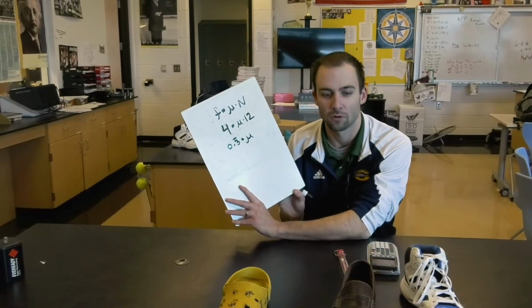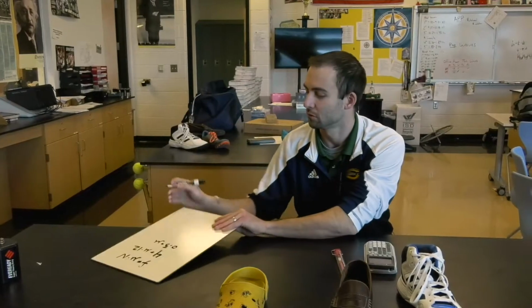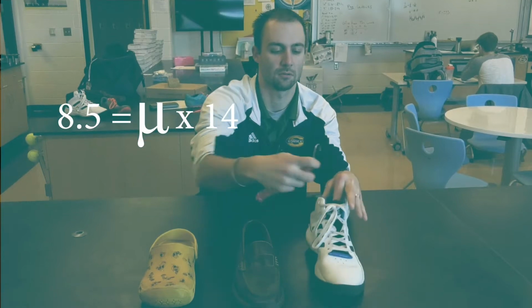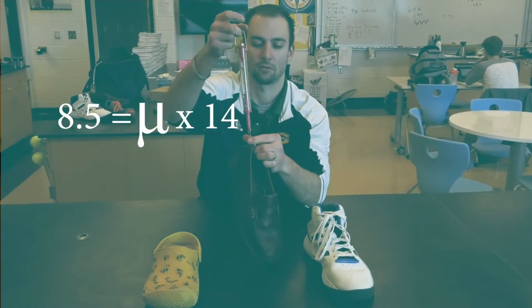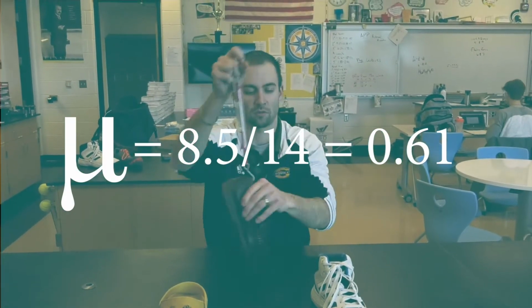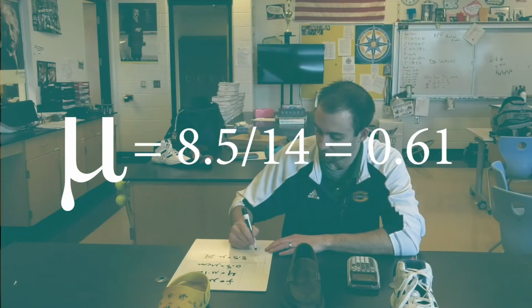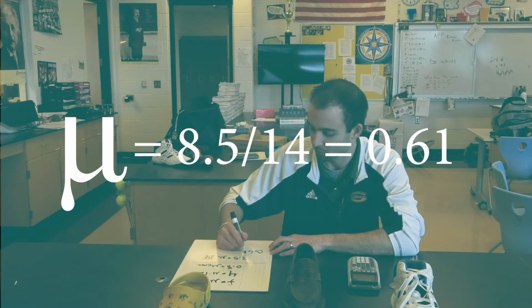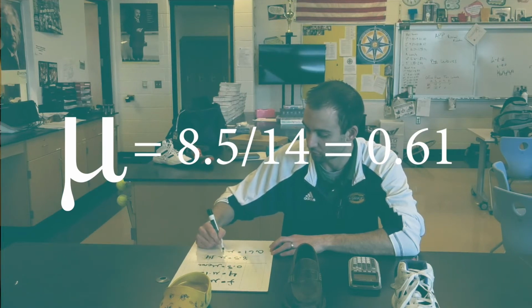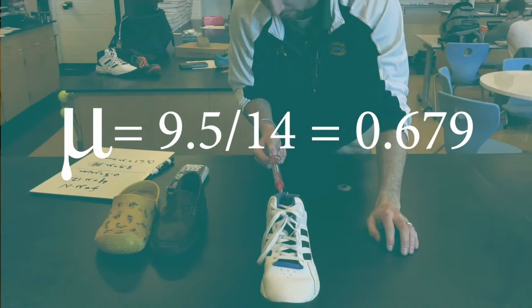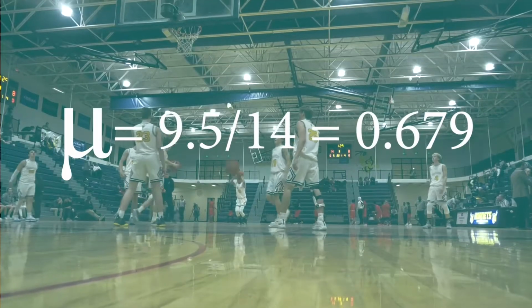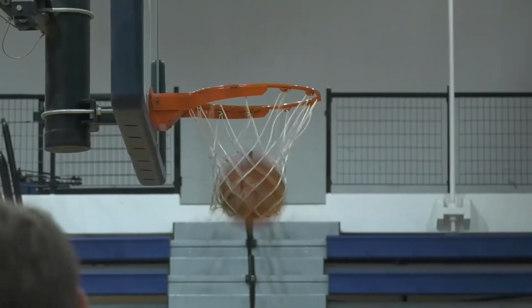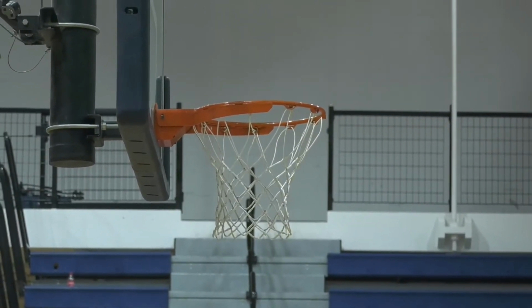And we'll do the same for the dress shoe and the basketball shoe. Take 8.5, and that one was 14 newtons for the weight of it. So I'm going to take 8.5 divided by 14. And our coefficient of friction there is 0.61 for the dress shoe. So 9.5 divided by 14. And that one has a higher coefficient of friction, as we would expect a basketball shoe to have.